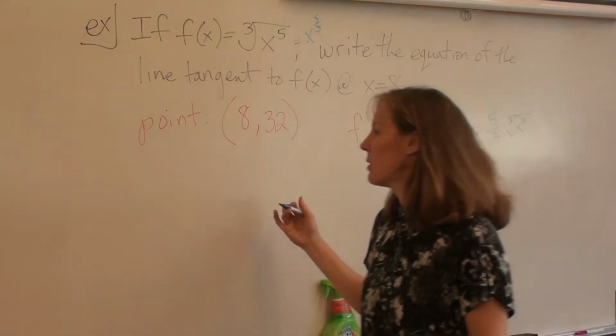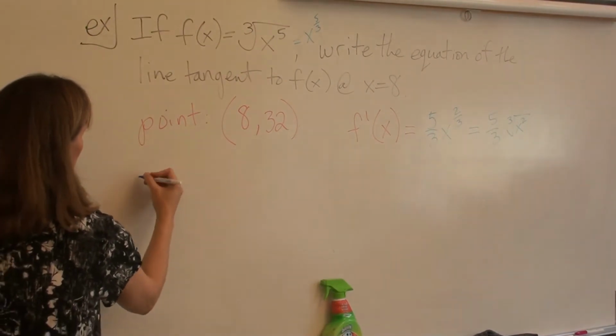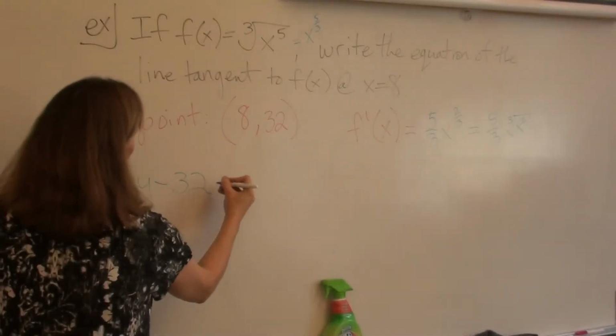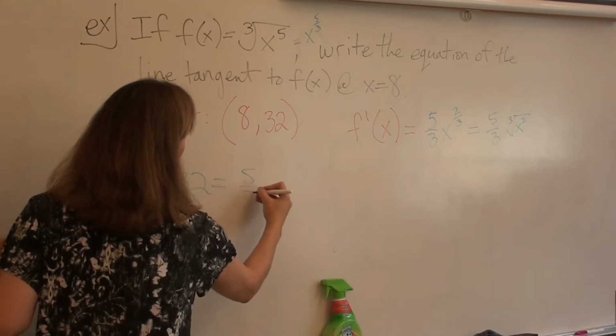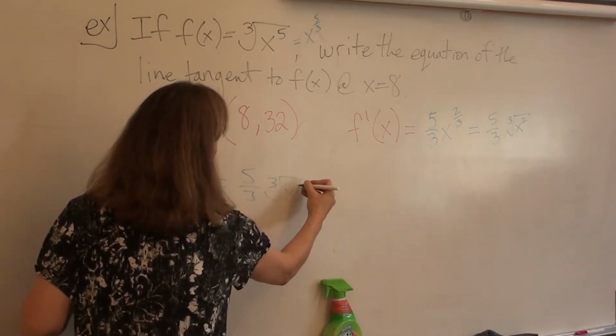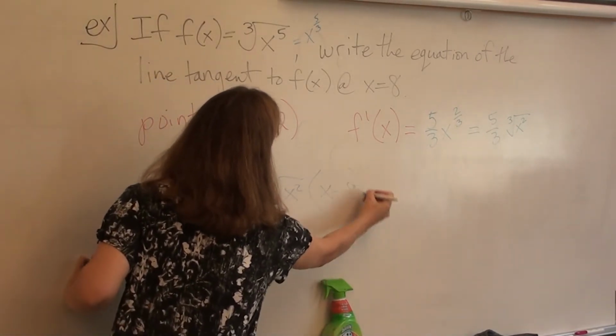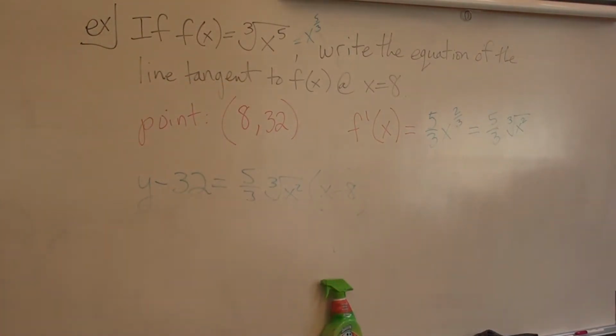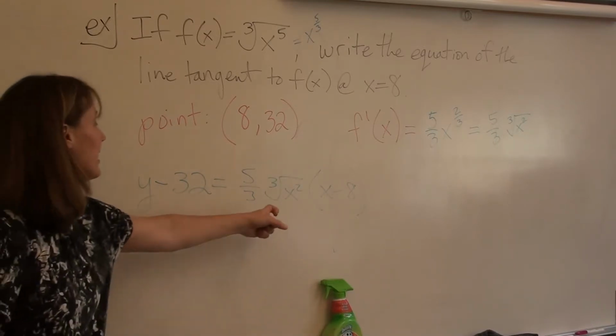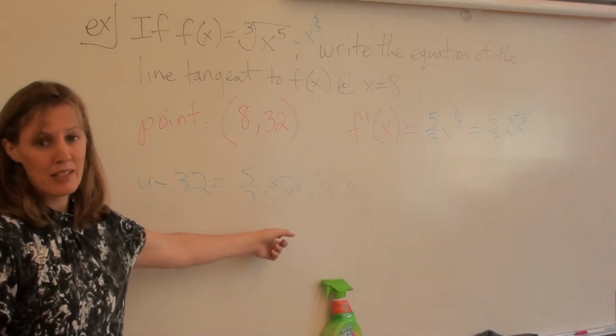Every once in a while I have students who tell me the equation of the tangent line would be y minus 32 equals 5/3 times the cube root of x squared times x minus 8. Now let me ask you something. Is this an equation of a line? No, because you have an x in the slope. Exactly. And a linear equation has what kind of slope? A constant slope, right? So this is not linear. Don't give me this as an equation of a line.